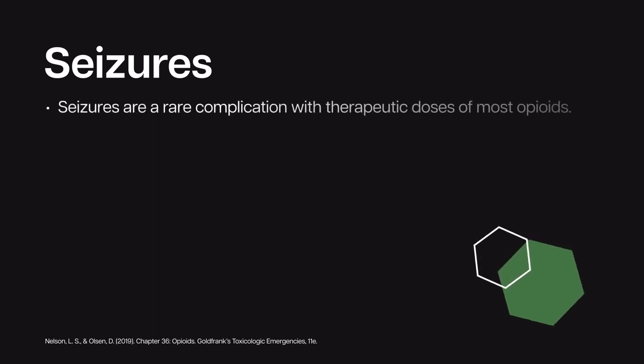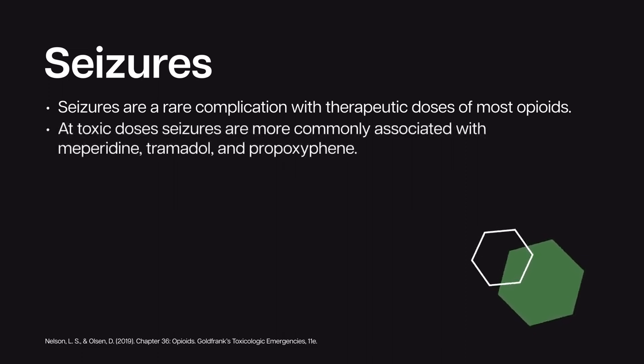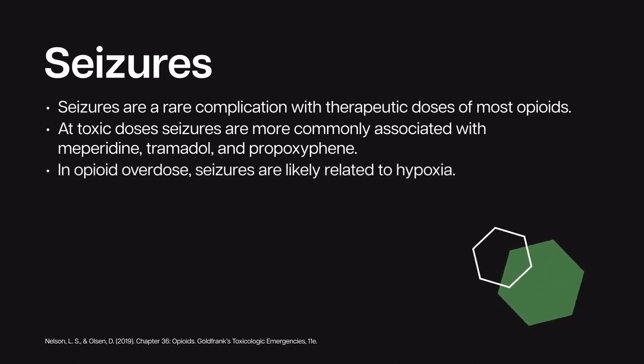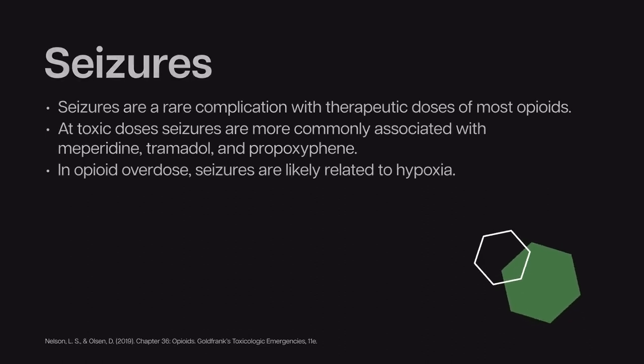Seizures. At therapeutic doses, seizures are a rare complication for most opioids. At toxic doses, seizures are commonly associated with meperidine, tramadol, and propoxyphene. In an opioid overdose, seizures are most likely related to hypoxia rather than the opioid itself.